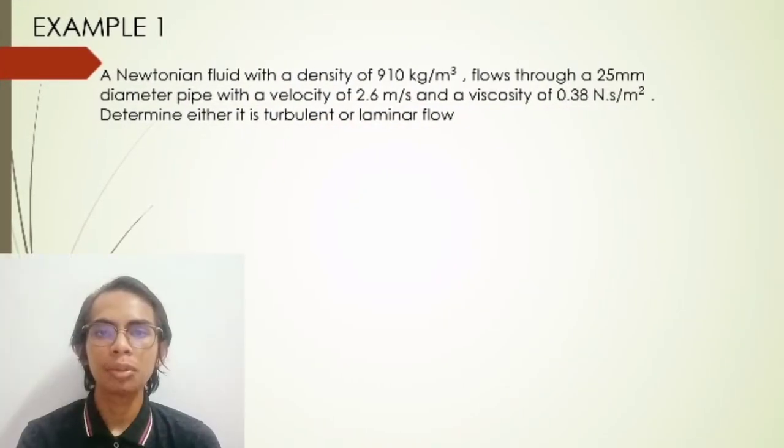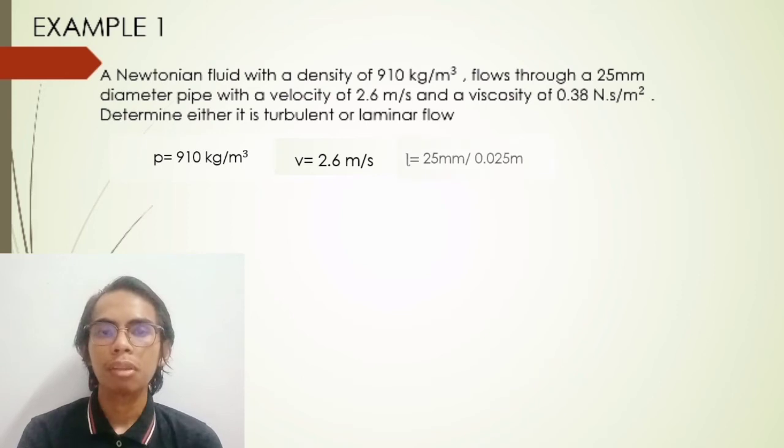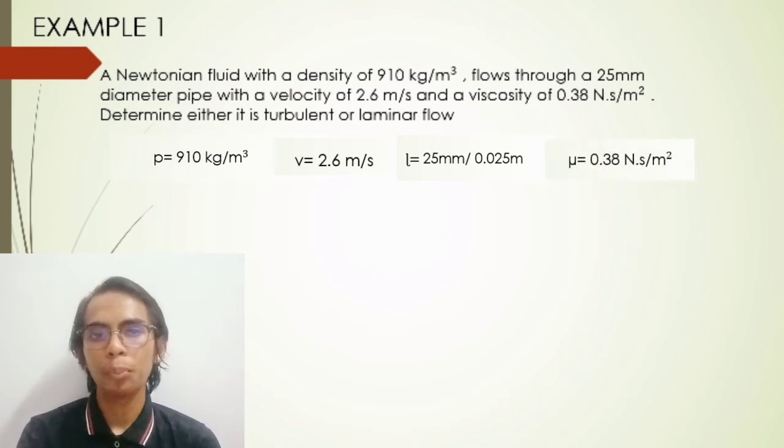Okay, let us take a look at this example. By this question, we know that the density is 910 kilogram over meter cube and the velocity is 2.6 meters over second and the characteristic length is 25 millimeter. It is equal to 0.025 meter. And lastly, the viscosity is 0.38 Newton second over meter square.